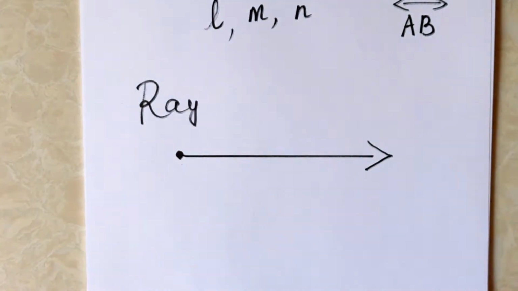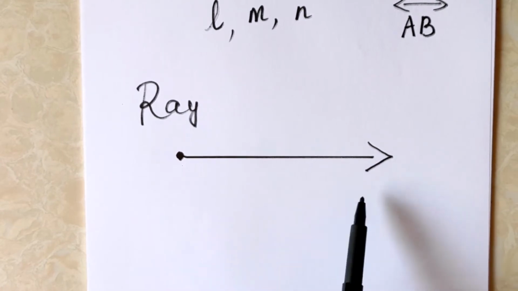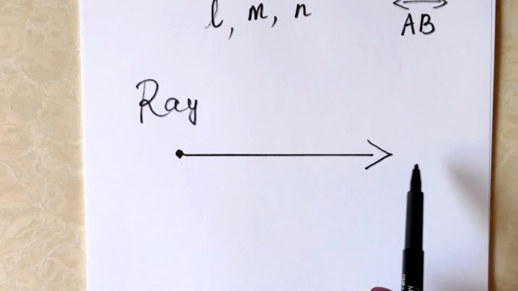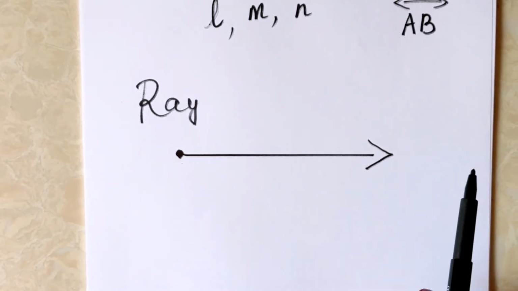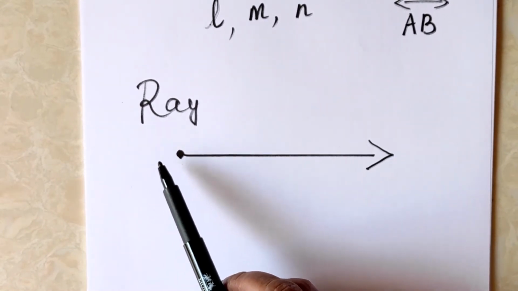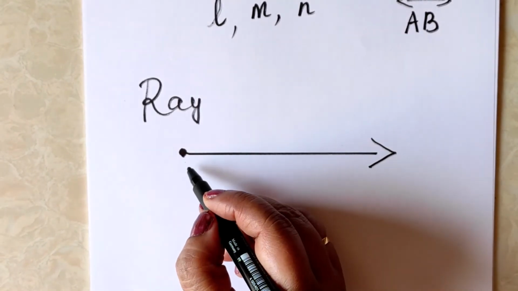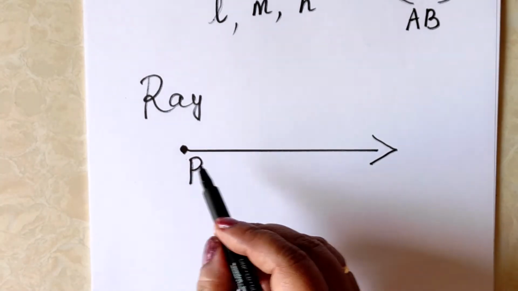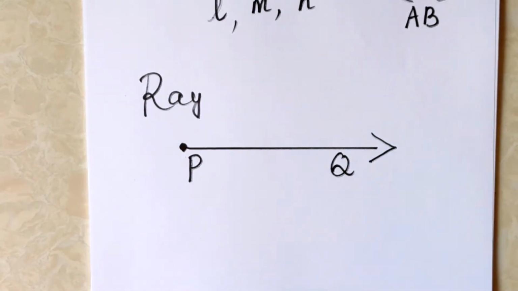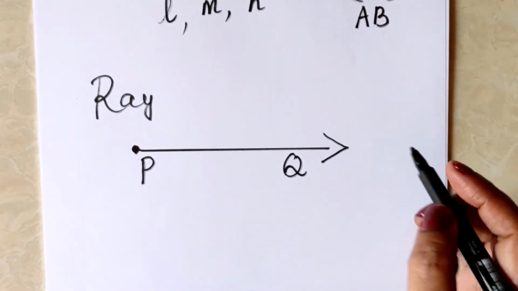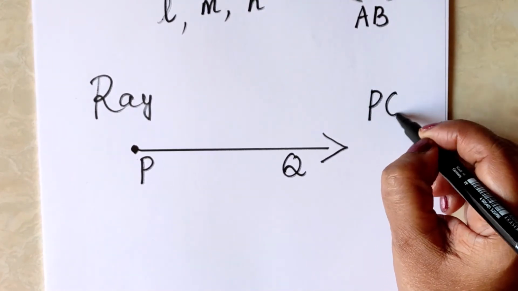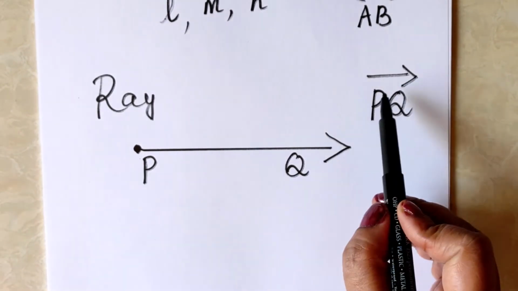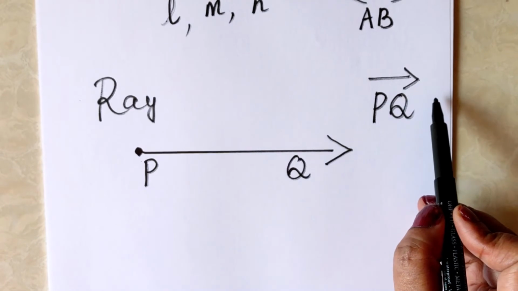A ray is a straight path having one end point and extending endlessly in one direction only. The end point of a ray is called the initial point. I can name it P, a capital P, and this side may be going in this direction, Q. Now how do I write the ray PQ? PQ can be written like this with the ray symbol, starting at P, so from P it is going towards Q.